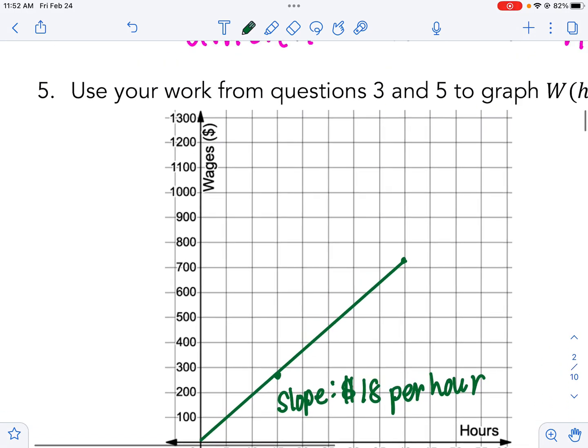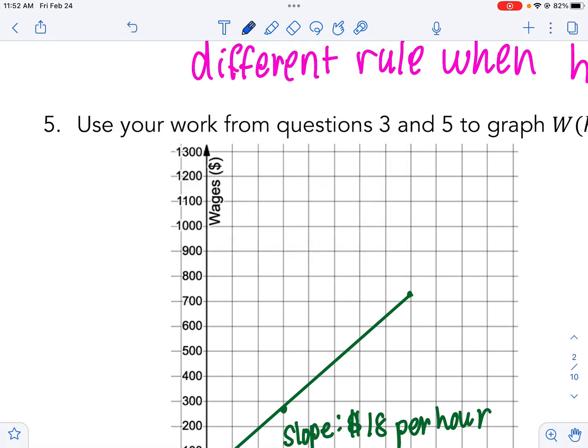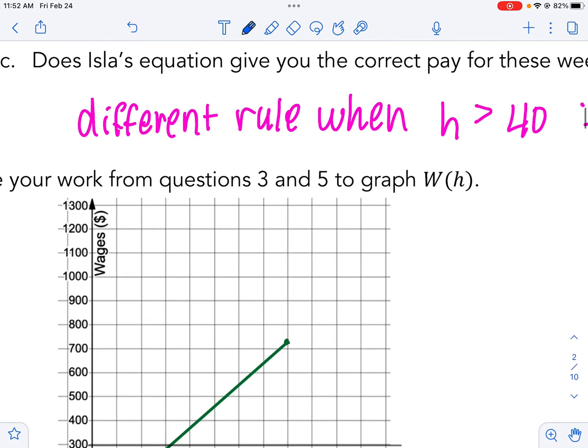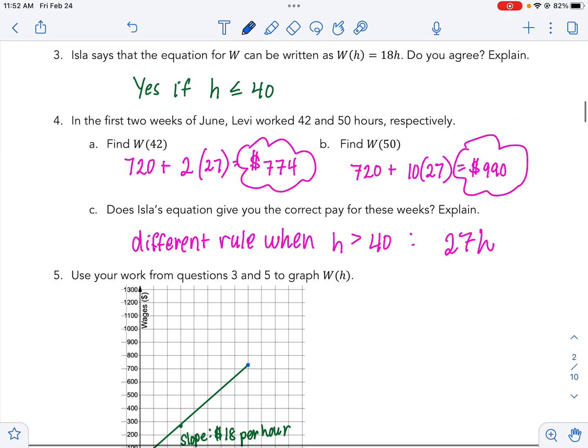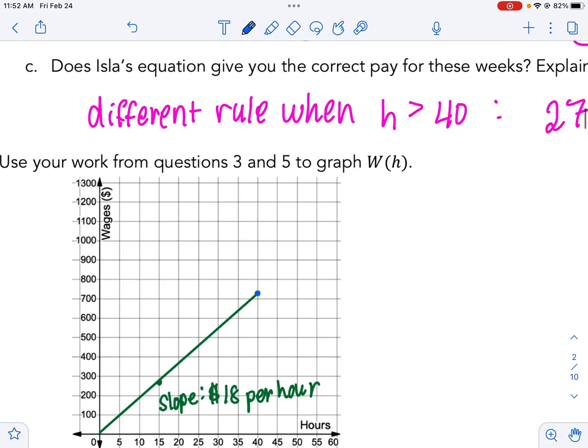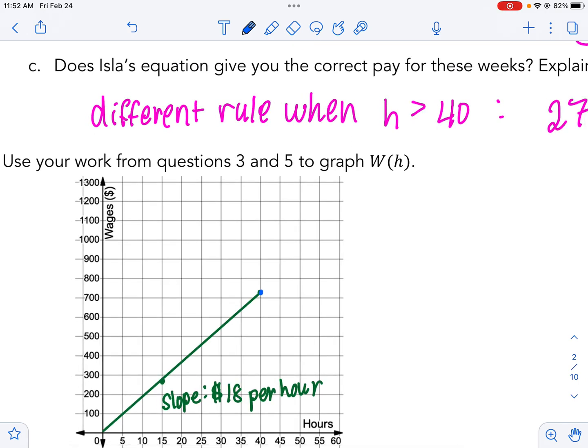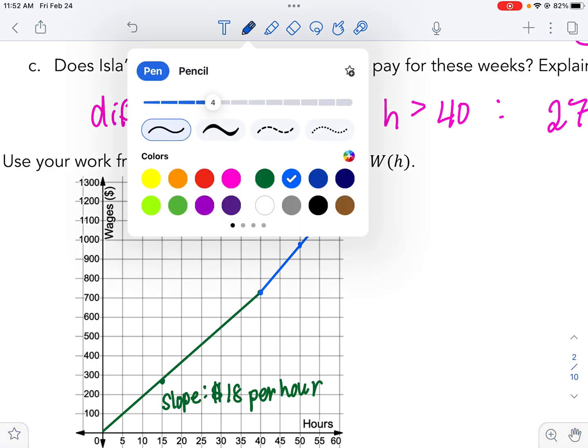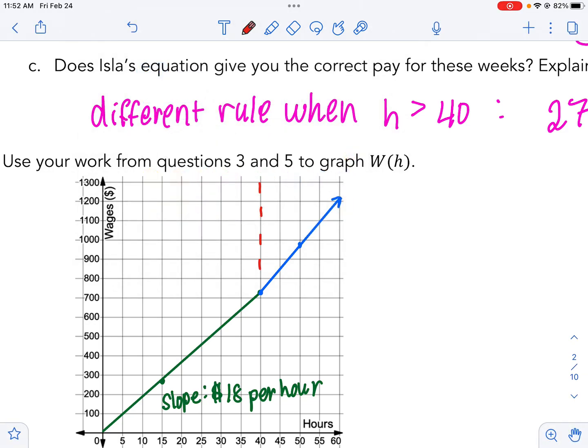Okay, and then the slope goes to 27. So again, we just need 2 points to graph a line. We can just start at this point and graph one of our other points, like the 990 at 50 hours. At 50 hours, it's $990. All right, so it increases. Put the arrow right there. So here's the cutoff at 40 hours, and the slope becomes more steep here.